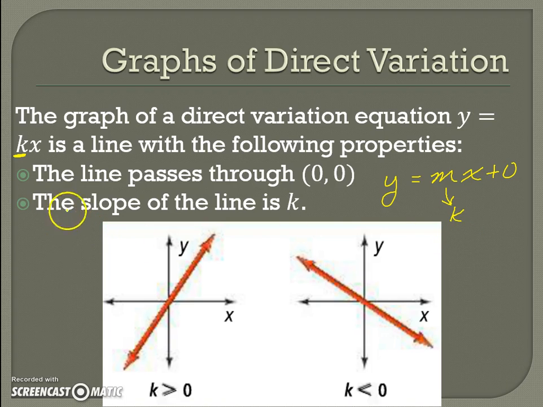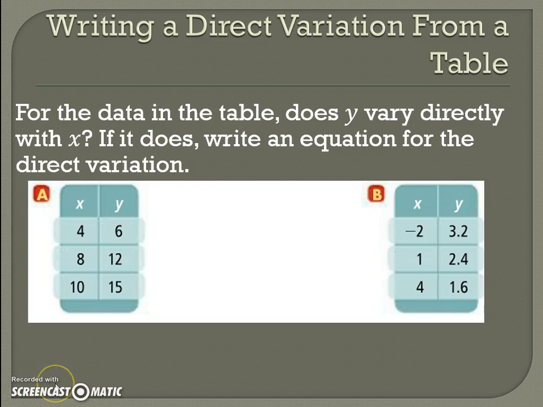One thing that I'll add to this is that direct variation is proportional. It creates a proportional relationship between these values. As one value increases, the other increases at a consistent rate. That is what proportional relationship means. So how does this play out? This is for the data in the table. Does y vary directly with x? If it does, write an equation. All you need to do on this one is just see if all these equal the same thing.